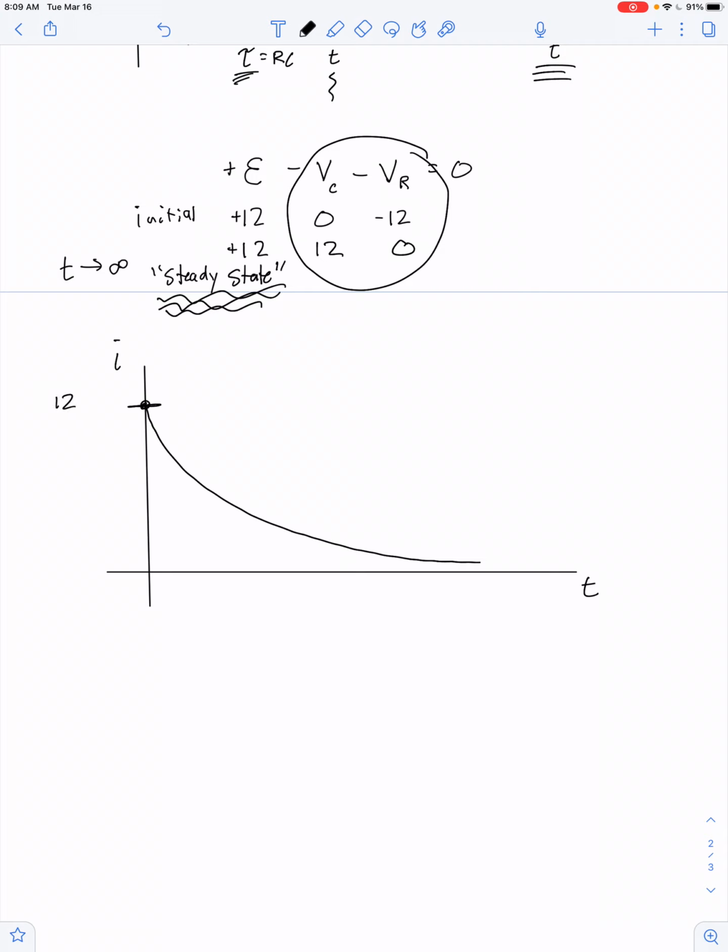So this starts out as 12 volts divided by 3,000 ohms, which we agreed is 4 milliamps. So where is tau on this graph? Right here, the product of R and C. So if we were to read across, this represents 37% of 4 milliamps.